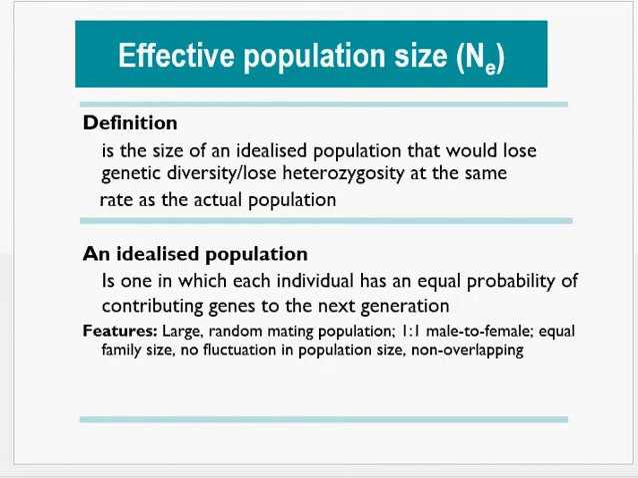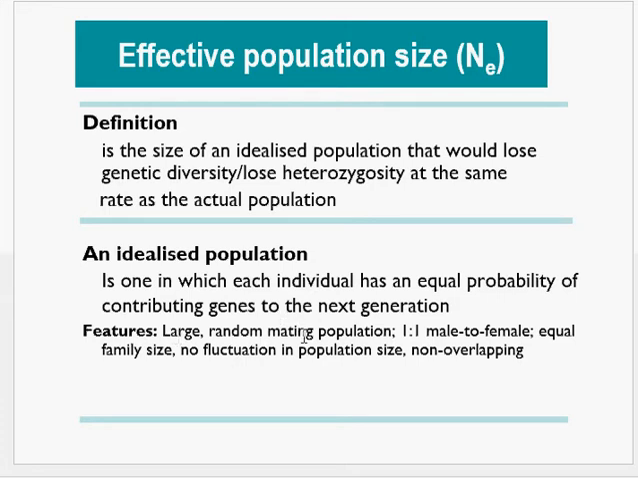So the idealized population is the one where each individual has an equal probability of contributing genes to the next generation. So that means that it's the individuals within a population which are contributing to the next generation. And it's usually a subset of the total overall, or what is known as the census population. So the idealized population has a large randomly mating population. The population needs to be large, as we've seen in the previous videos. There needs to be random mating.